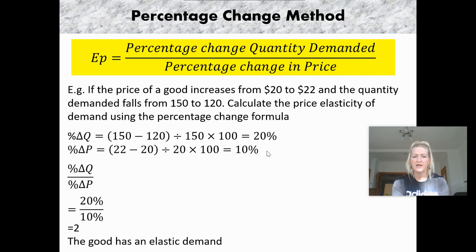And we know that if the coefficient is greater than 1, then the good must be elastic. So with this good, consumers have a very responsive change in their quantity demanded to the price.